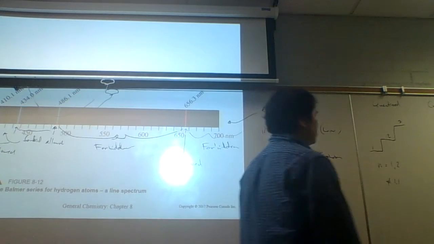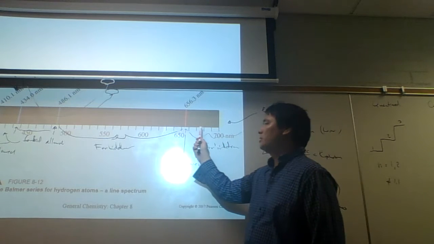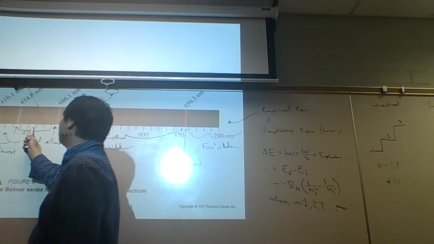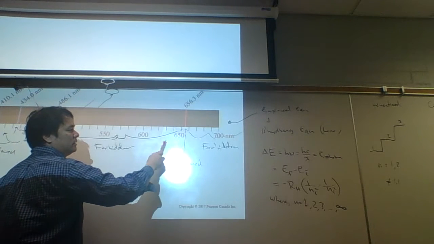This is the hypothesis. The hypothesis is that energy is not continuous. The energy for an electron is not continuous, at least in a hydrogen atom. It's quantized. Quantized means that not all energies are allowed. If all energies were allowed, we'd see a rainbow. We're going to have forbidden energies and allowed energies.